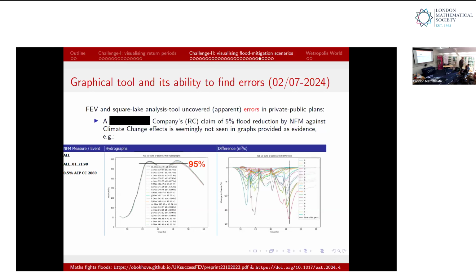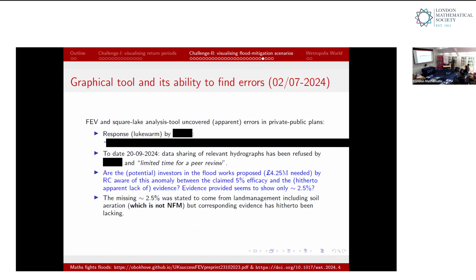So I talked with several people and I go, maybe I'm daft, right? But maybe I am daft anyway. But the point is, well, what's going on? Well, it was lukewarm, so I sent this out. I sent it out, and the response was lukewarm. That's put in a friendly way. There was a limited time for peer review. Oh well. But what the company asked is investments of 4.25 million. And I'm not sure whether they are aware that there is only a 2.5% reduction in that report.